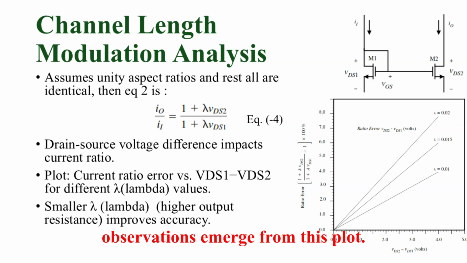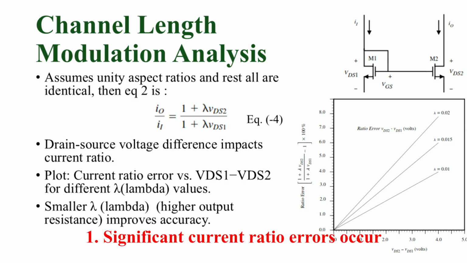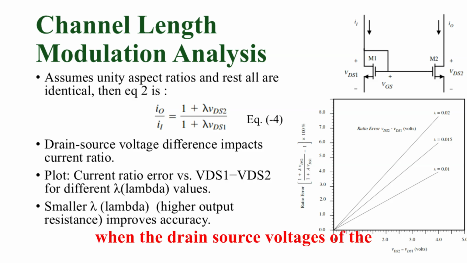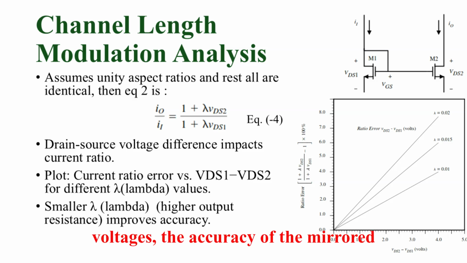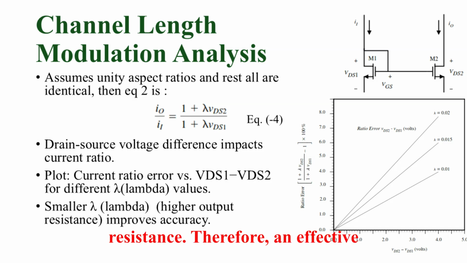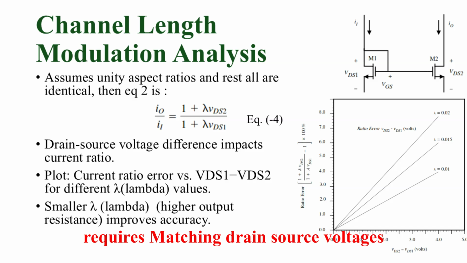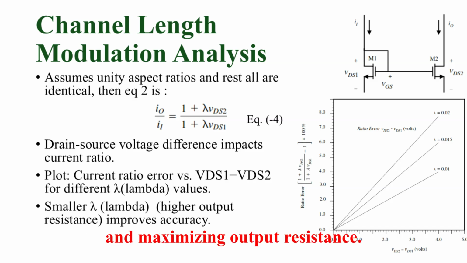Two key observations emerge from this plot. Significant current ratio errors occur when the drain source voltages of the mirror transistors are not equal. For a given difference in drain source voltages, the accuracy of the mirrored current ratio improves as lambda decreases, indicating higher output resistance. Therefore, an effective current mirror or amplifier design requires matching drain source voltages and maximizing output resistance.